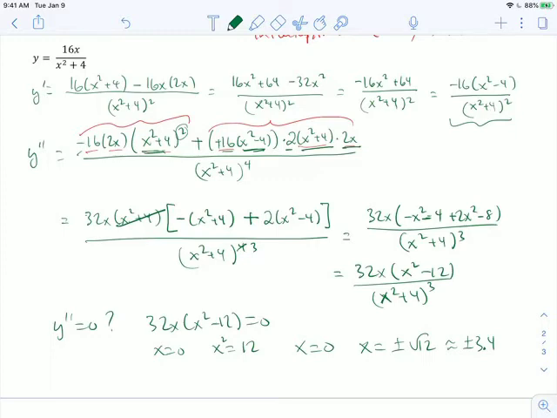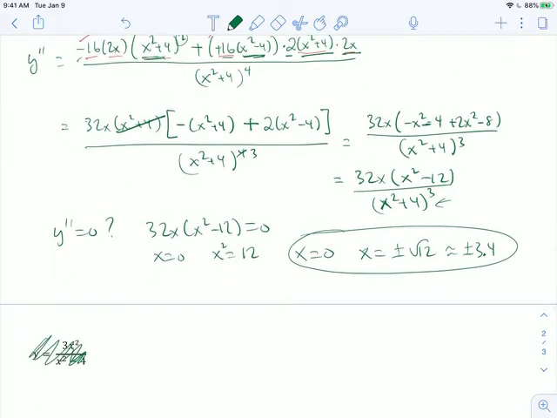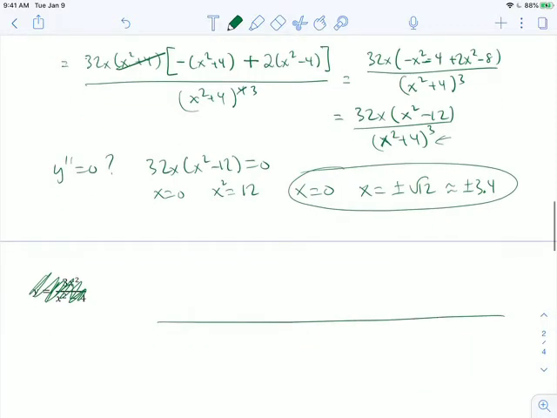So I've got my critical, they're not critical points, that was for the first derivative, but they're the places where the second derivative is equal to 0. And again, notice that x squared plus 4 is always positive, so the denominator is always going to be a positive quantity here. We're not going to be looking at that. So here's my number line. I've got negative square root of 12, 0, and square root of 12.